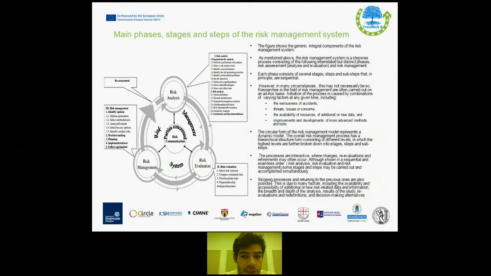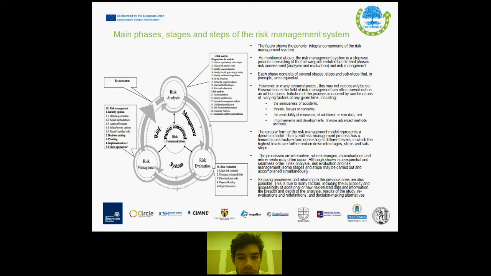The figure shows the generic integrated components of the management system. As mentioned above, risk management system is a stepwise process consisting of the following interrelated but distinct phases. Risk assessment, which is composed of risk analysis and risk evaluation, and risk management. Each phase consists of several stages, steps and sub-steps that in principle are sequential. However, in many circumstances, this may not necessarily be so.